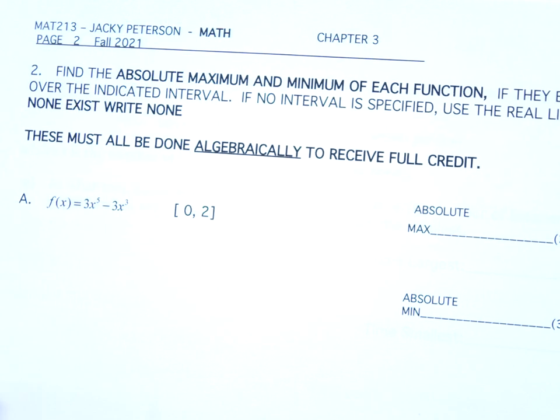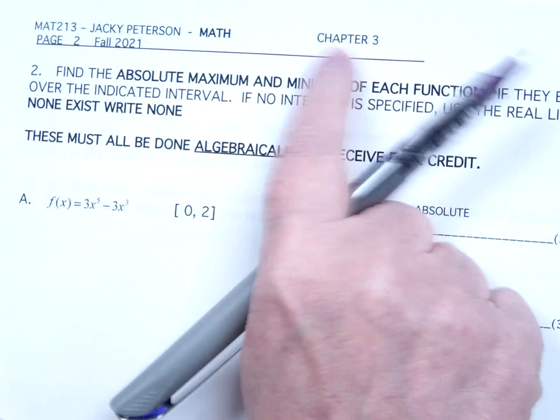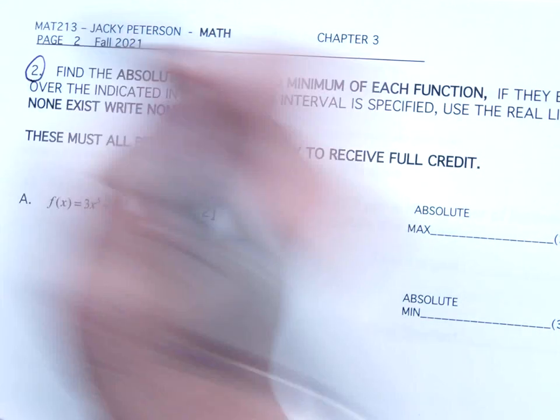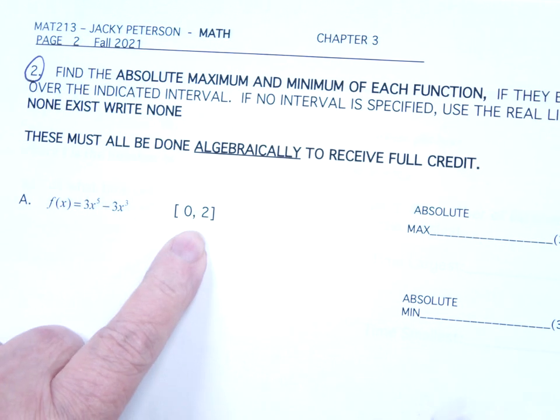So this is problem number 2, test chapter 3. So you can see chapter 3 here, problem number 2. Okay, anytime it says absolute max min, I look at the problem and I see an interval.